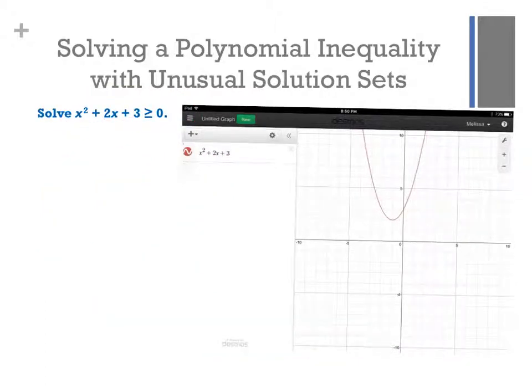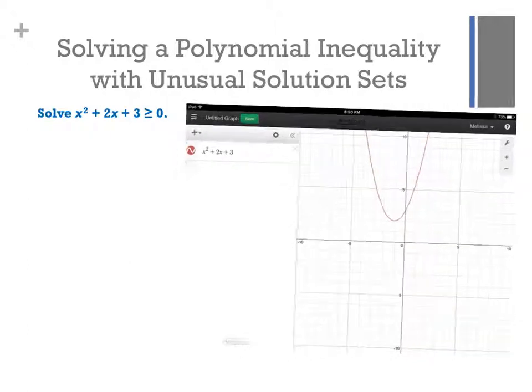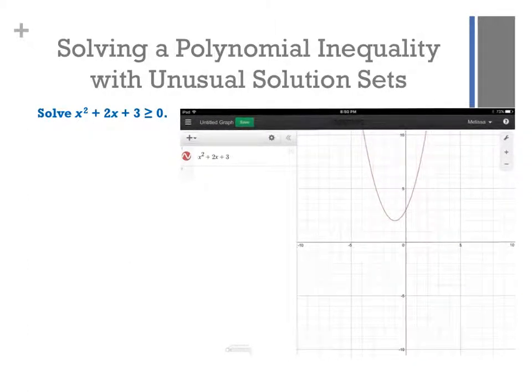Alright, this time we are looking at solving x squared plus 2x plus 3 greater than or equal to 0. So we have the exact same graph we had in the previous example, except this time the solution we're looking for is to x squared plus 2x plus 3 greater than or equal to 0. In other words, we want to know where y is greater than or equal to 0 on this graph.